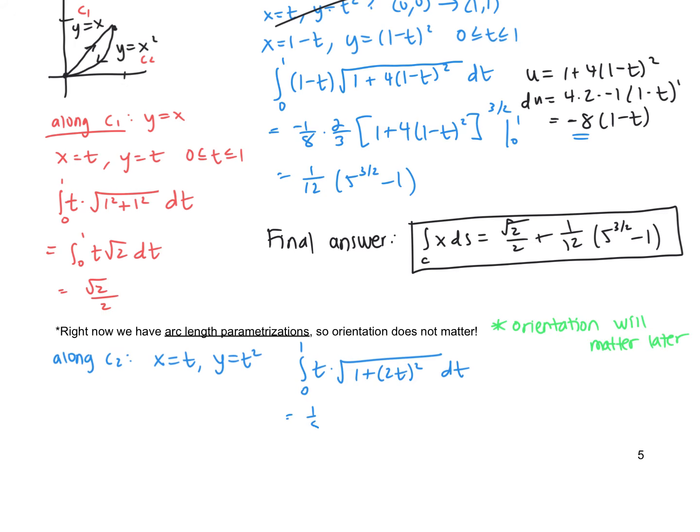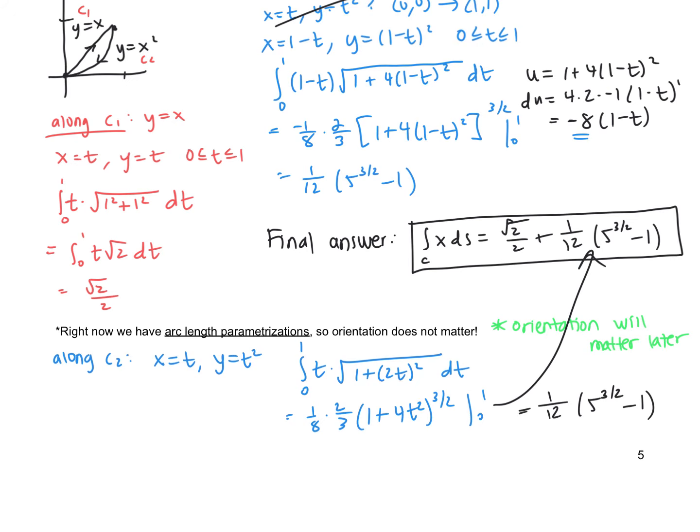we would end up with 1/8 times 2/3 add 1 plus 4t squared to the power 3 over 2, being evaluated from 0 to 1. And what I will tell you is you get that same quantity. So we still get the 1/12 5 to the power 3 over 2 subtract 1. So again, what I'm telling us is that the orientation doesn't matter in this case. So the way that we take the curve doesn't matter, but it will matter later. And again, we will talk about when it matters later.